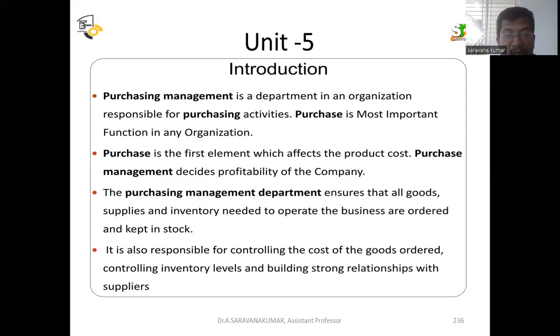The purchasing management department ensures that all goods, supplies, and inventory needed to operate the business are ordered and kept in stock. It's also responsible for controlling the cost of the goods ordered, controlling inventory levels, and building strong relationships with suppliers. Because we already discussed suppliers, we know that from good suppliers we easily get quality raw materials. So always you are having continuous contact with your suppliers to receive your raw materials.